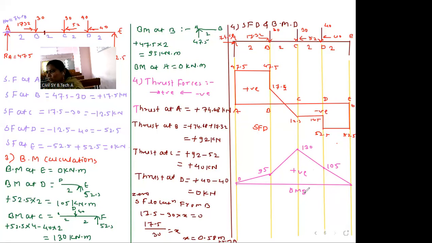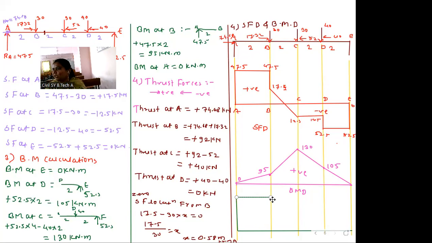I think thrust values are also positive or negative. No, not all values are positive. So last diagram we will draw, the thrust diagram. Okay. So thrust at A is 74.68. So we will draw up to this. After that, thrust at B. So in between A to B, no force is there. So A to B is constant.